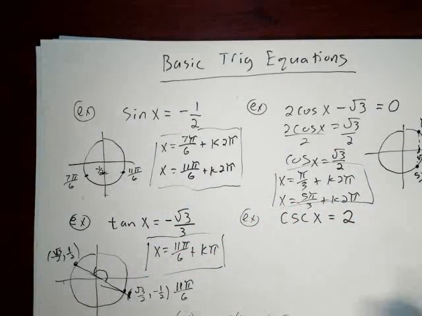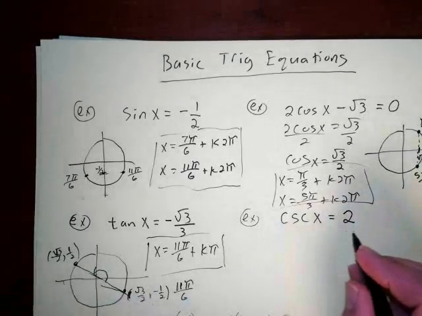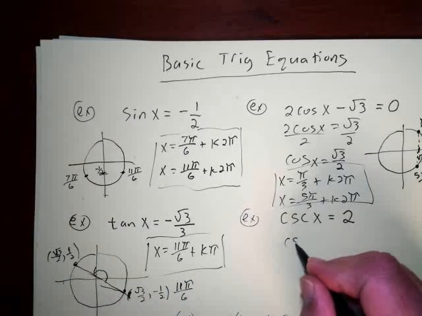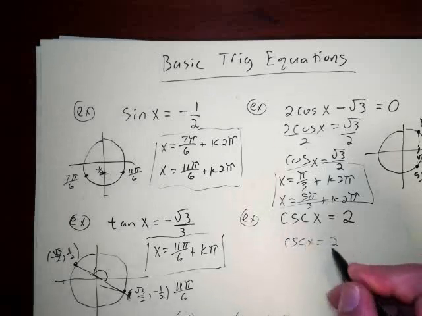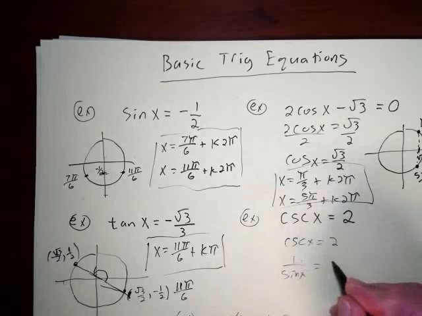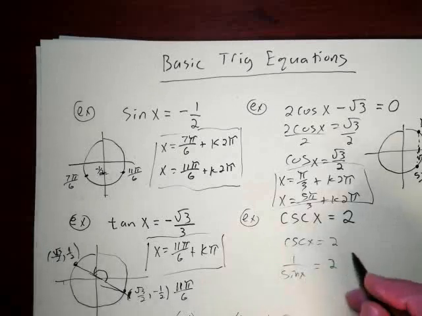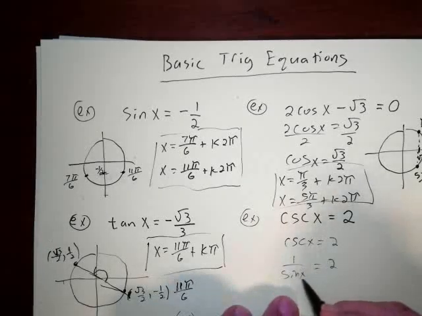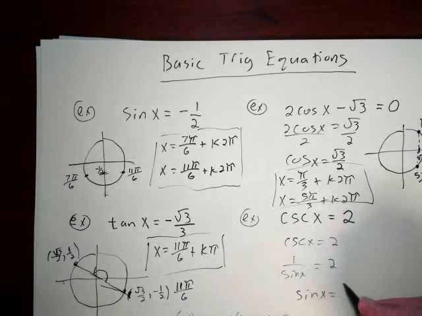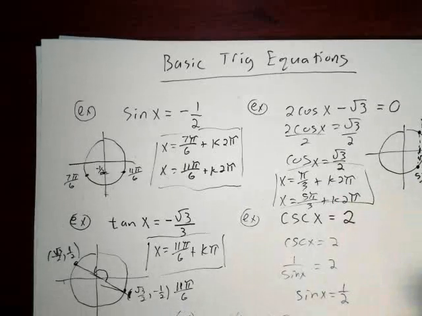And you're done there. Okay, so the cosecant of x is equal to 2. So how would you solve something like this? Well, what I'm going to do is change the cosecant to 1 over sine x is equal to 2. And then I can move the sine up and the 2 down. And then when I do that, I get sine x is equal to 1/2.